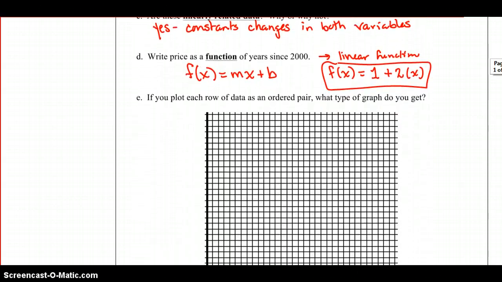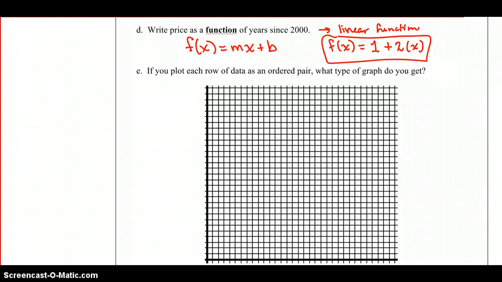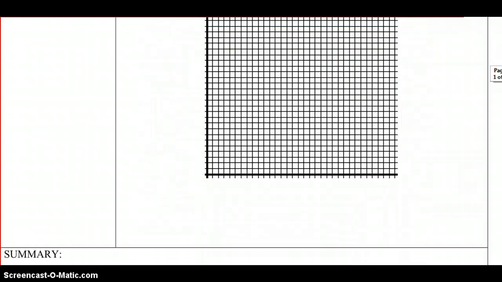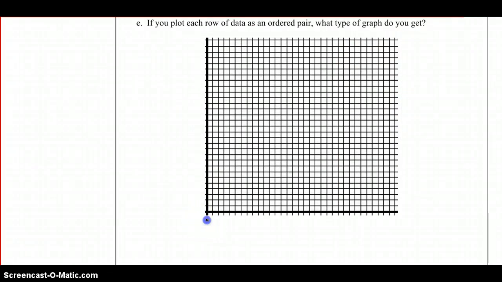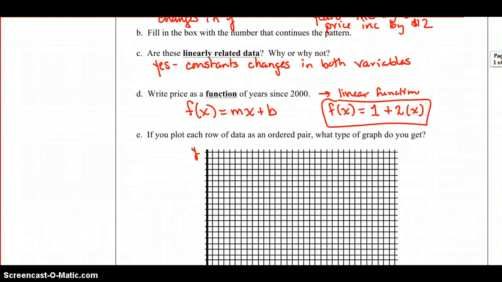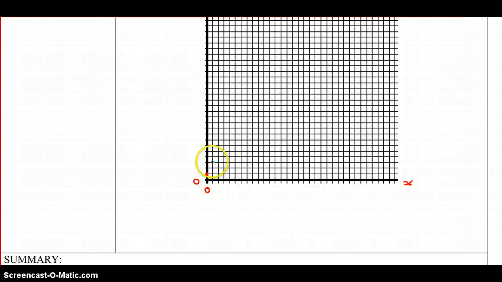So now we're asked to plot each row of data as an ordered pair, and what type of graph do we get? Okay. So here we've got 0 and 0, our x-axis and our y-axis. So our first point we had was at 0, 1, and then the next point in our data table was a 1, 3, so over 1 and up 3. Then we had a 2, 5, 3, 7, and so on.